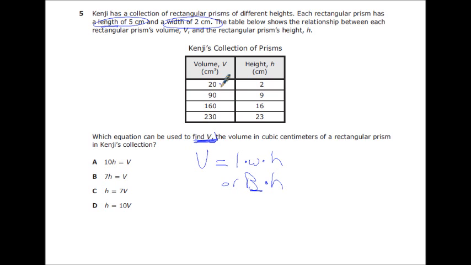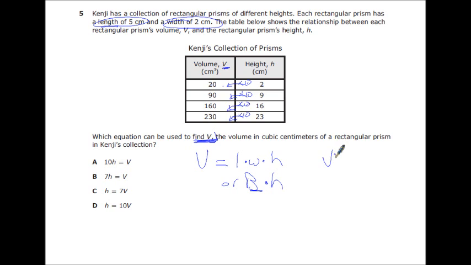When we look up here at our table, we can also look for a pattern. We can look to see, well, what do we do to get the volume? Volume is what we want to try to get. So what do we do to the H to get the volume? So what do you do to 2 to get to 20? You can multiply that times 10. 9 going this way, multiply times 10. 16, multiply times 10. And then 23, multiply times 10 will get you 230.